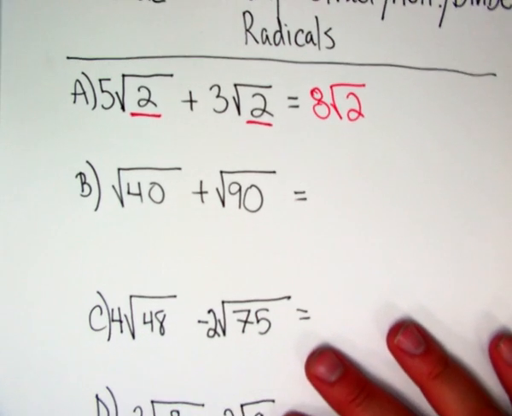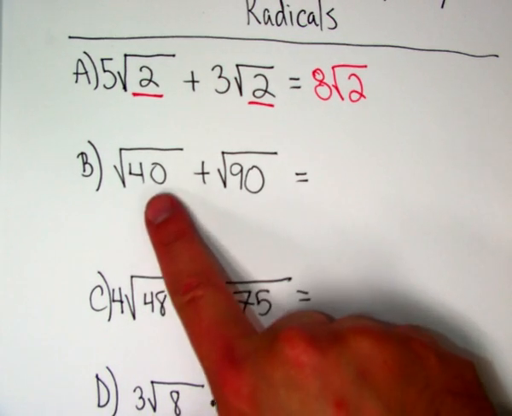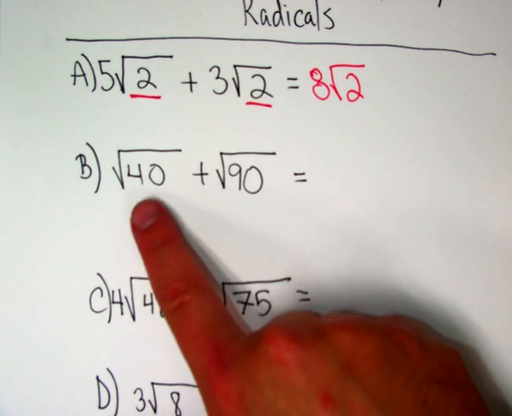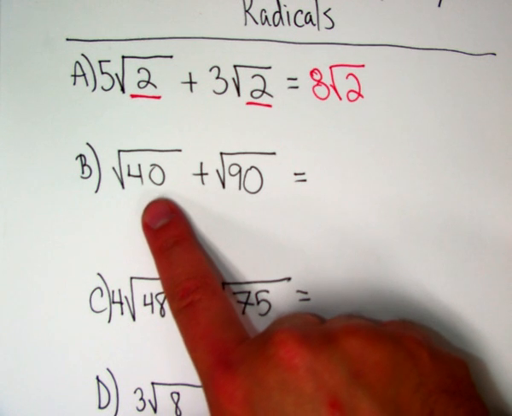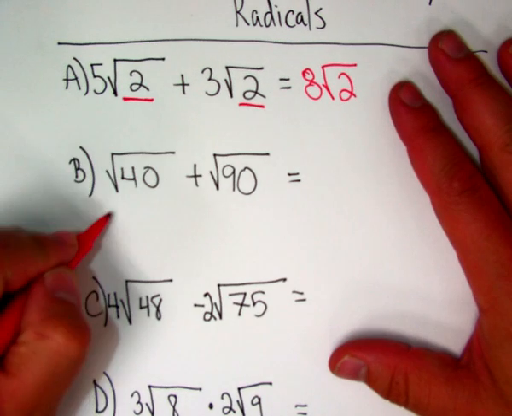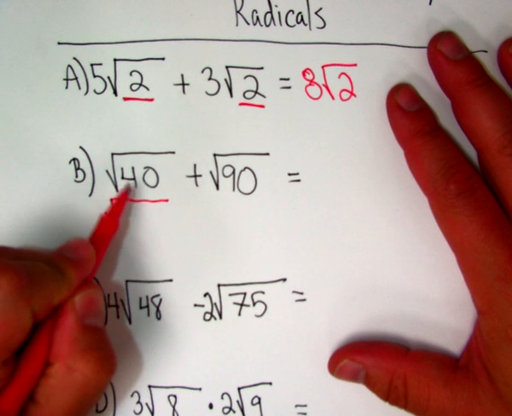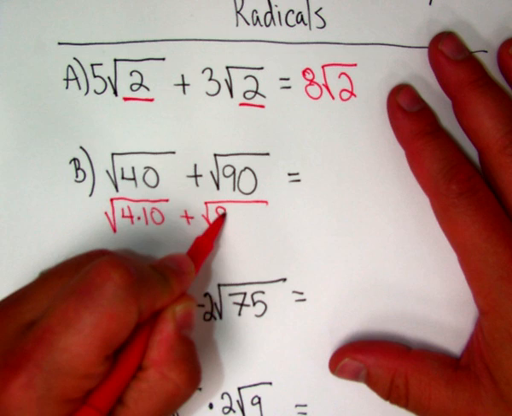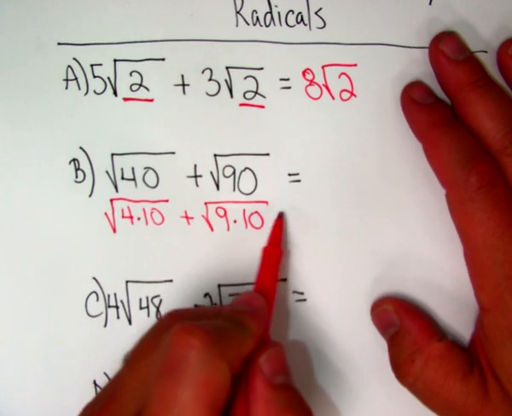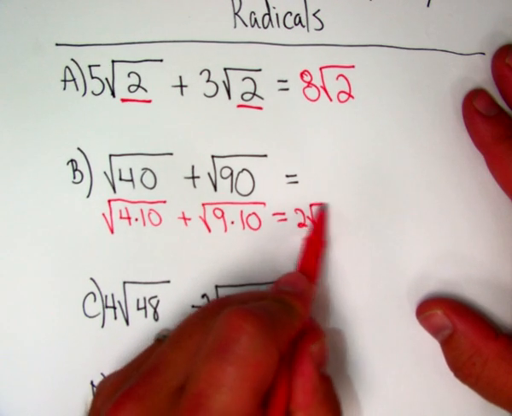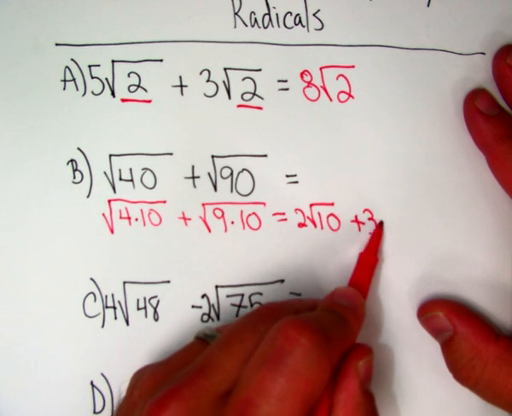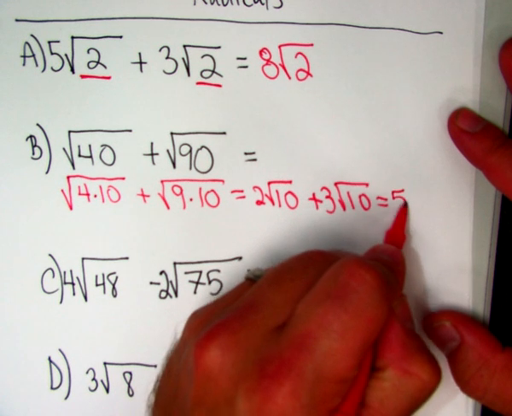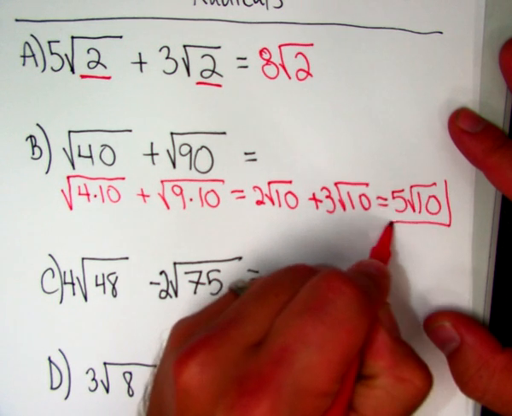For letter B, now our insides are not the same, so what we're going to try to do is see if we can simplify this somehow to get them to be exactly the same. So just like we do with the normal square roots, we're going to try to simplify each one of them with perfect squares. So we have 4 and 10 for 40, and we have 9 and 10 for 90. In simplifying this, we're going to end up with 2 square root of 10 plus 3 square root of 10. If I have 2 square root of 10's and I add 3 more square root of 10's to it, I'm going to have 5 square root of 10's total. So this is our answer.